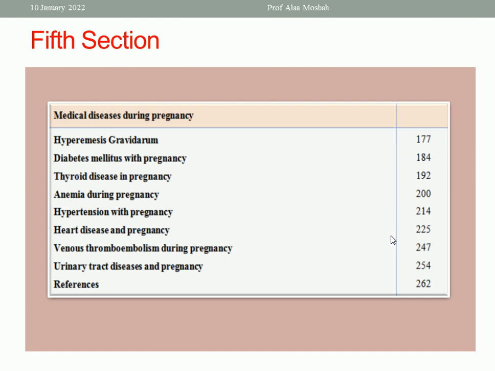Venous thromboembolism during pregnancy, and urinary tract diseases with pregnancy, including urinary tract infection, renal failure and renal transplant with pregnancy, and AKI, acute kidney injury with pregnancy, and so on. And this section ends with references at page 262.